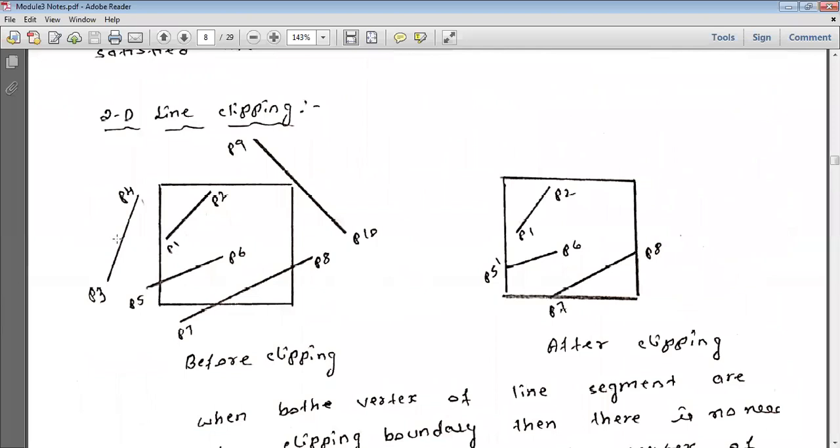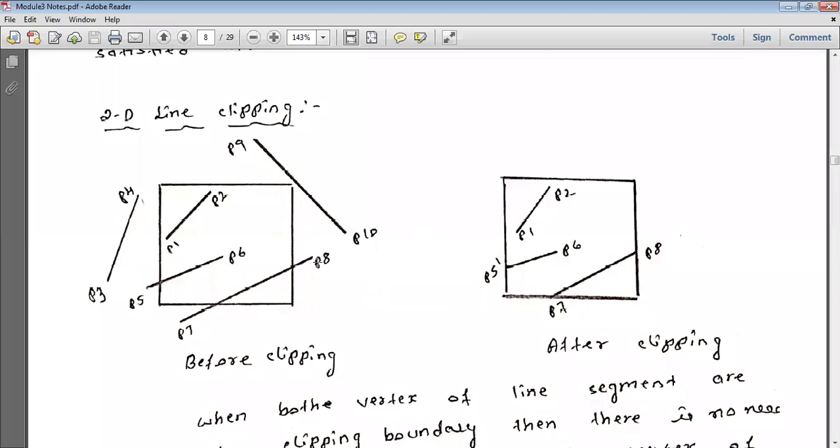Now see this particular diagram. In the first diagram we can see a lot of lines, where each line is recognized by its endpoints. This line is recognized by endpoints p1, p2. On the same lines, this line is recognized by endpoints p5, p6. This line is recognized by endpoints p3, p4. Like this, each of these lines is recognized by its two endpoints.